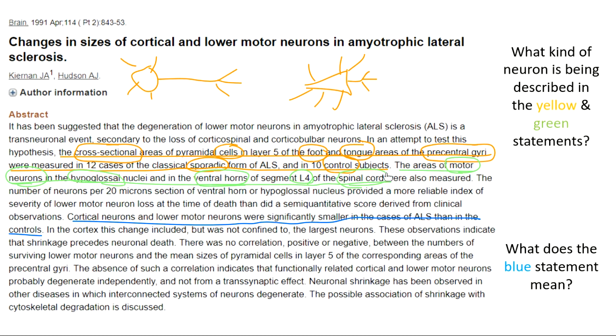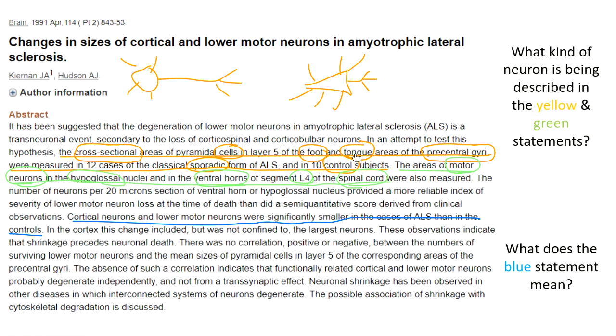So this statement says the areas of motor neurons, so we know what motor neurons are, right? They make stuff happen. In the hypoglossal nuclei and in the ventral horns of the spinal cord were measured. Okay, so this hypoglossal word, we know this one from lab, right? The hypoglossal nerve. Yeah, Carrie's chiming in. Hypoglossal is cranial nerve number 12 that helps me out with movement of the tongue. Hey, movement of the tongue, like we were just looking at up here in the yellow statement, right? So in the yellow statement, we talked about looking at the neurons in the precentral gyrus that control the tongue.